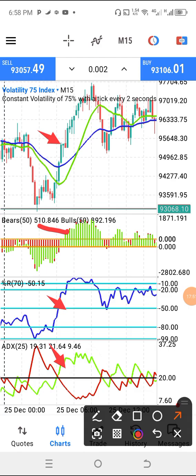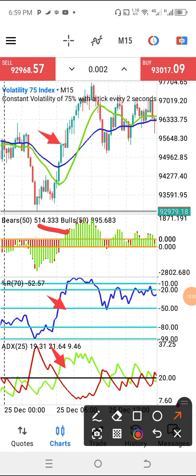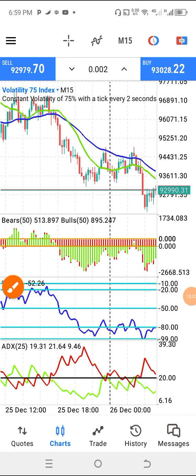I'm talking about the bull power and the bear power now. So please practice this and apply it just the way I explained to you now. And don't forget I told you that this is only for scalping.